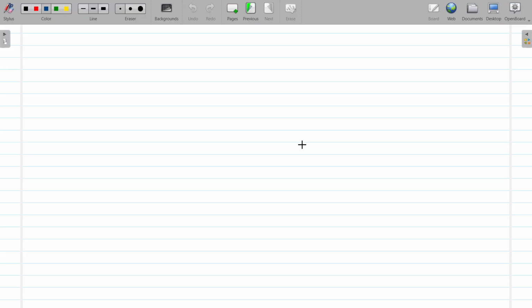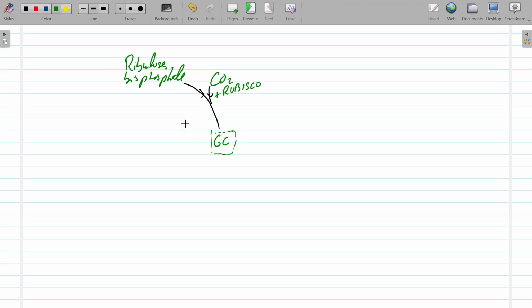let's try to draw the Calvin cycle as a cycle. So you've got, let's change colors, you have ribulose bisphosphate, and then you've got CO2 coming in, and Rubisco, and you get a 6-carbon intermediate that very quickly breaks down to 2 molecules of glycerate 3-phosphate.